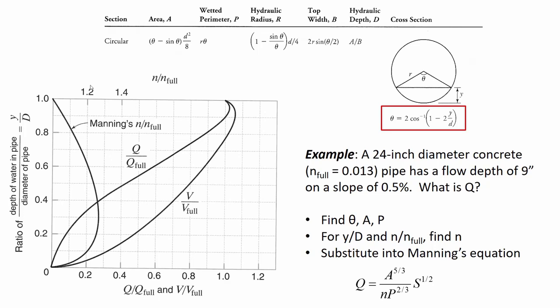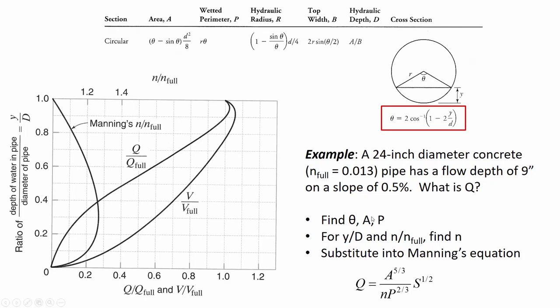Let's say we have a 24-inch diameter concrete pipe. Now, this concrete, when the water is flowing through the concrete pipe all the way full, then the n value is 0.013. So as a flow depth of 9 inches, that's y. The slope is 0.5%, and when we put that into Manning's equation, remember we need to treat that as 0.005. We want to know what's the flow rate that's going through this pipe, if it's 24-inch diameter, but it's only got 9 inches of depth.